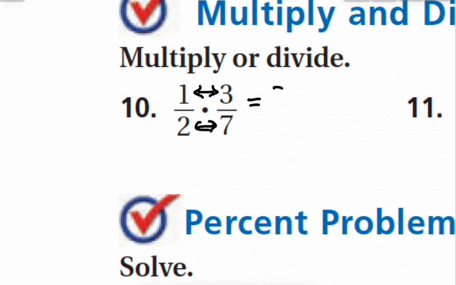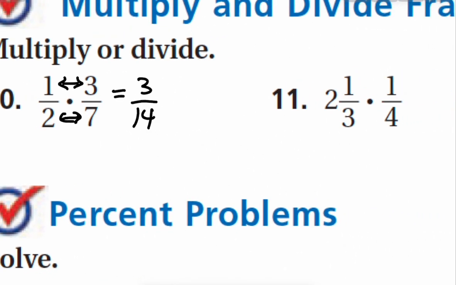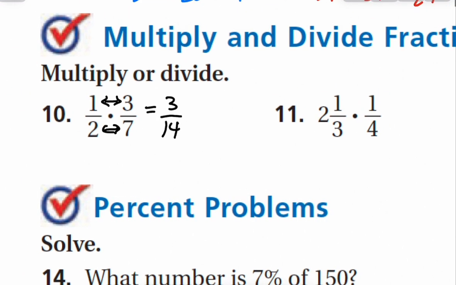1 times 3 is 3. 2 times 7 is 14. You can sometimes do a cross cancel, but you can't do a cross multiplication. That's something different. That's in proportions, but not in multiplication. Tops with tops, bottoms with bottoms, reduce if you can. Okay? So look at how 11, we don't have a distinct top or bottom.